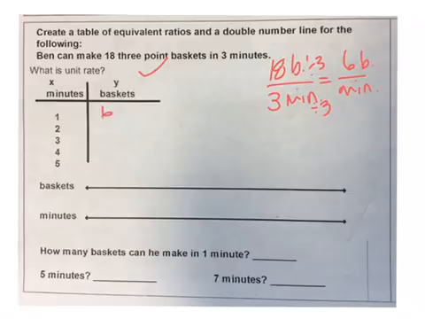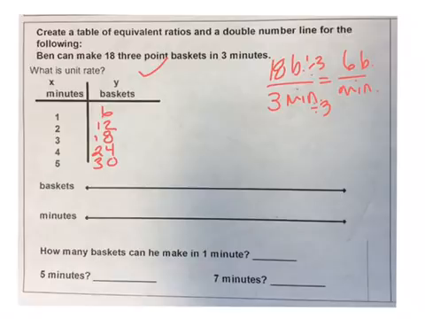So if it's 6 baskets in 1 minute, for 2 minutes we're going to do 6 times 2, which is 12. 3 minutes, 6 times 3 is 18. 6 times 4 minutes is 24 baskets. 6 times 5 is 30.